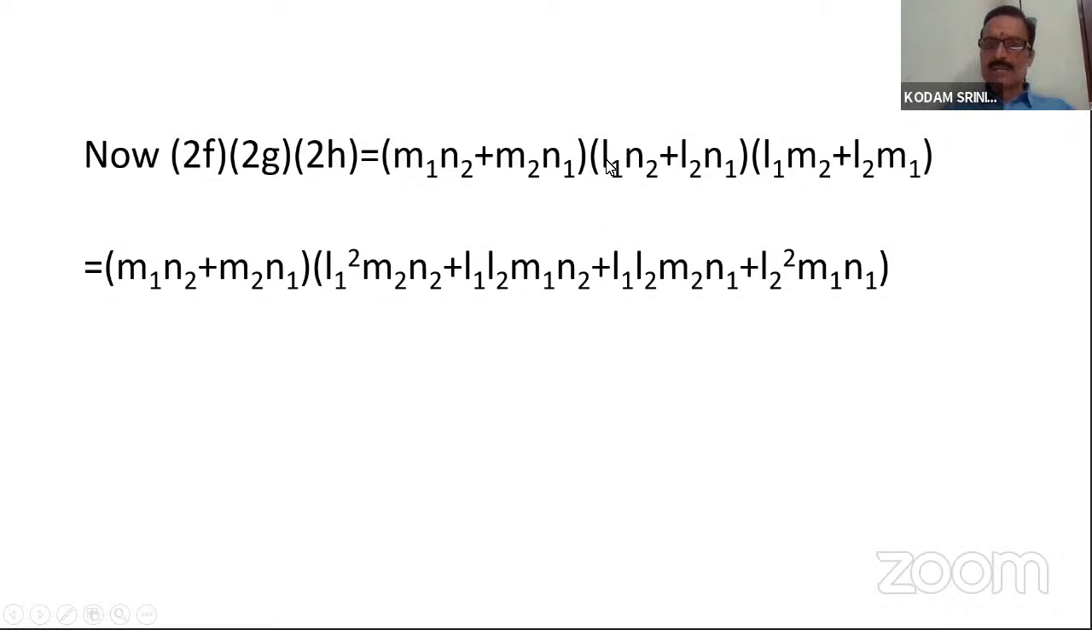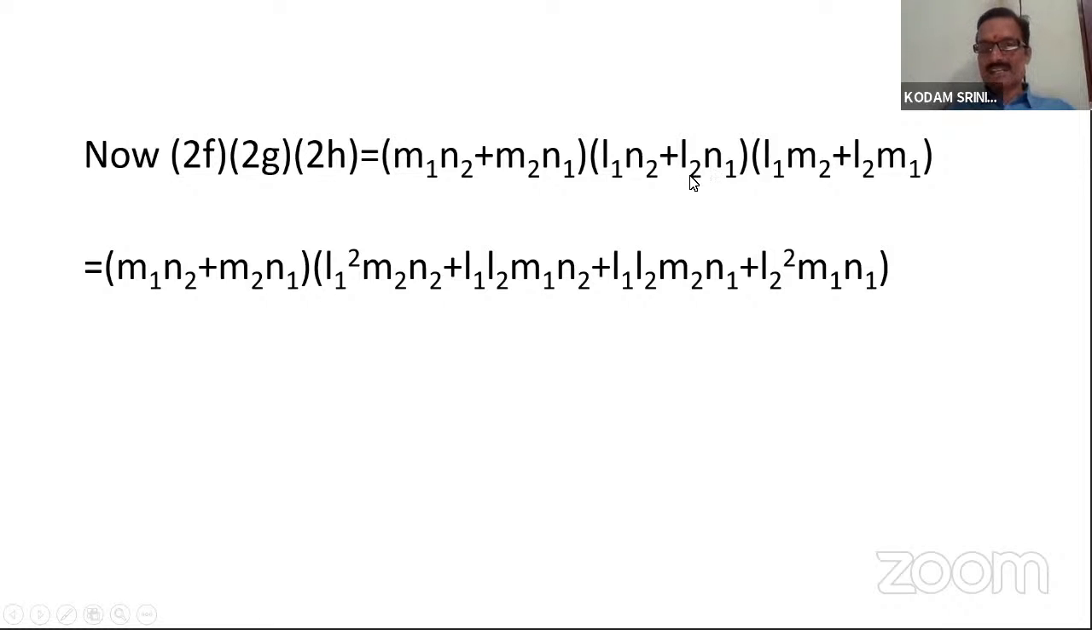So here also we will get the same manner. While multiplying L1 N2 into L1 M2, L1 into L1 means L1 square. After that we have to write M2, again N2. So that is nothing but L1 square M2 N2. Similarly, L1 N2 into L2 M1 is L1 L2 into M1 N2.